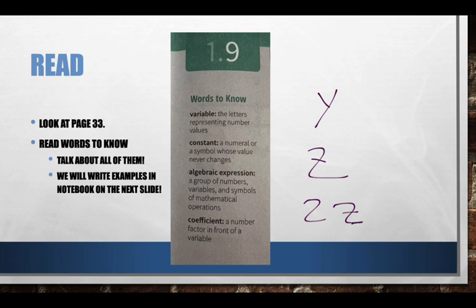What about a constant? What's a constant? Can someone who feels comfortable reading out loud read that for me? Go ahead, Zeb. What's a constant? A numeral or a symbol whose value never changes. Okay, so I'm going to write one up here. Are you ready for a constant, everyone? Does that ever change value? No. 5 always represents the number of fingers on my hand, correct? It never represents anything else, okay?